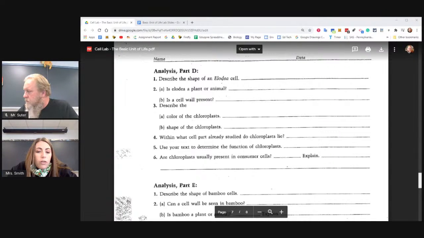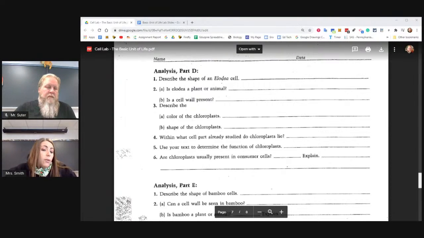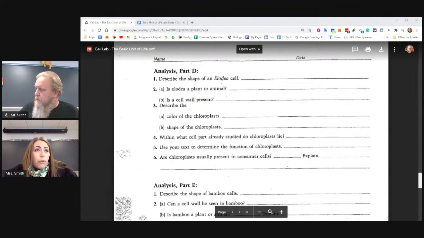And are chloroplasts usually present in consumer cells? So this kind of goes back to, can you remember 8th grade and remember the difference between a producer and a consumer? Or we'll get this year a little bit more fancy with the words and start talking about autotroph and heterotroph. So a consumer is something that eats something else. So if we were able to just produce our own food, we wouldn't need to eat anything. But we're not. We're not producers. We're consumers. So we have to eat something else. So no, we don't have chloroplasts in our cells.